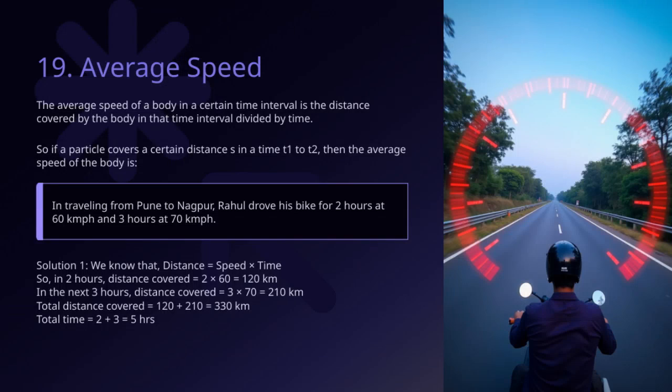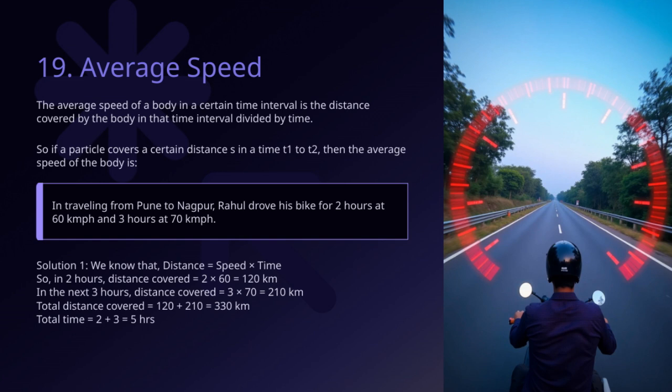We know that the basic formula for distance is distance equals speed times time. So in this case, Rahul drove for 2 hours at 60 km/h. That means the distance covered in those 2 hours is 2 times 60, which equals 120 km. Then, he continued for another 3 hours at a slightly higher speed of 70 km/h. So in those 3 hours, he covered 3 times 70, which is 210 km. Adding those distances together, the total distance Rahul traveled is 120 plus 210, giving us 330 km.